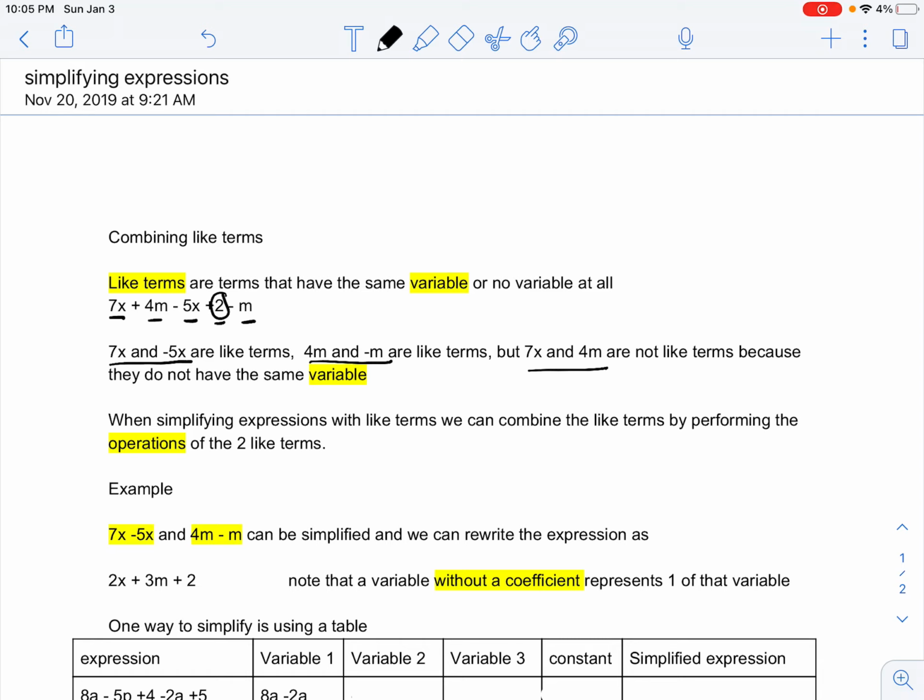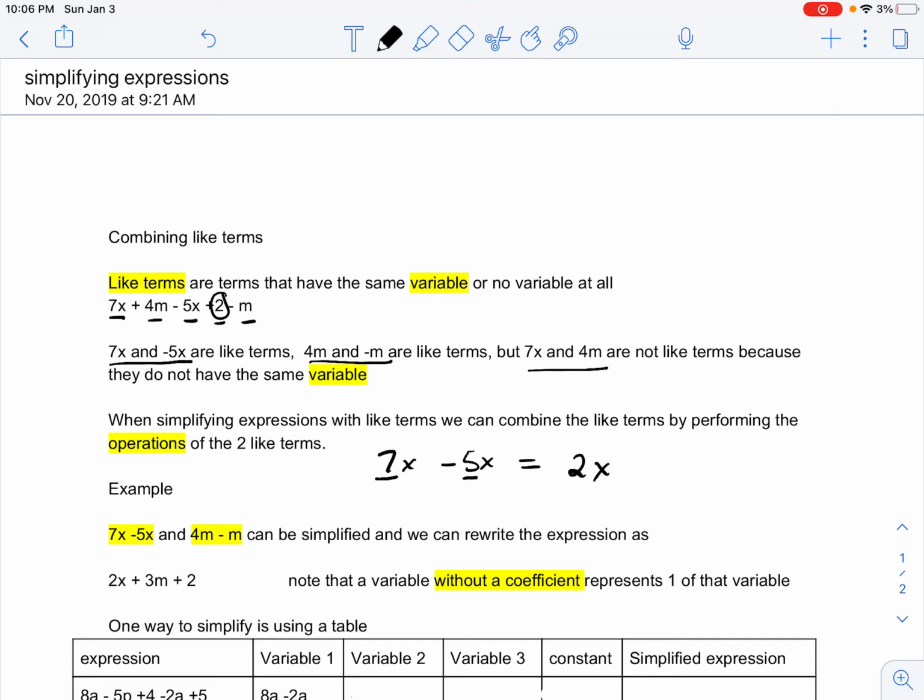Okay, so when we are simplifying expressions with like terms, we can combine the like terms by performing the operation of the two like terms. So right here we've got a 7x and a negative, or you're minusing 5x. So you take 7x minus 5x, and when you have your variables, pretty much you're looking at the coefficients. The coefficients are the numbers in front of the variable. So you're going to take 7 minus 5, which is going to give you 2x.